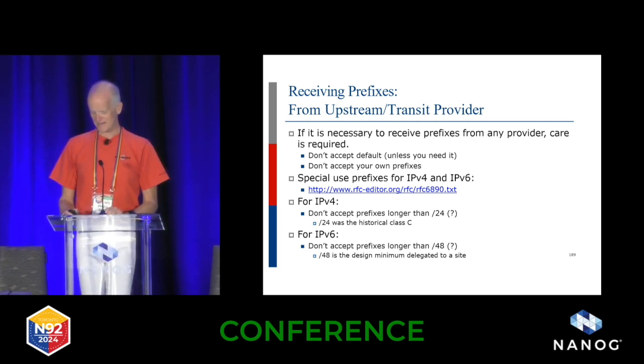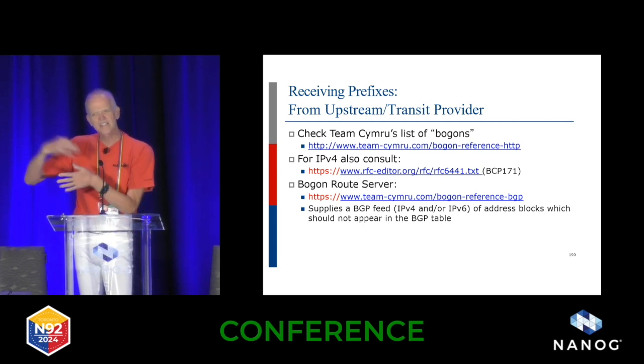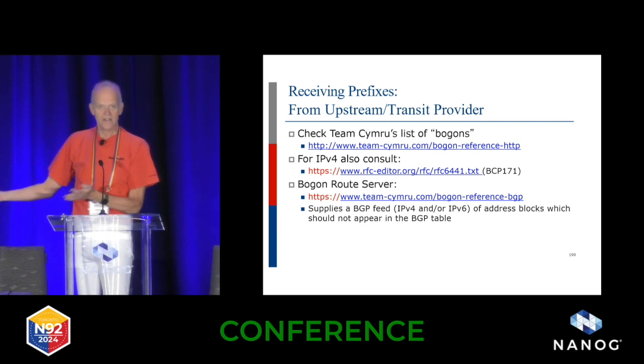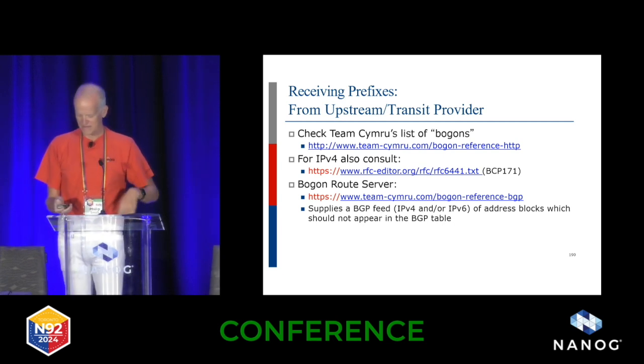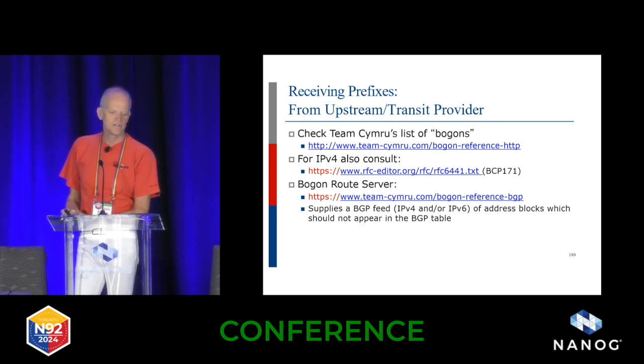Go away and think about that. It's pretty big. Team Cymru keep a list of bogons. That's the bogon reference you can get from the website, or they can give you a BGP feed. I have quite a few folks I've helped over the years who use Team Cymru's BGP feed, and it works the same way as RTBH does. They send you the BGP feed, you set the next hop to null, and that way you stop those prefixes from impacting your traffic.